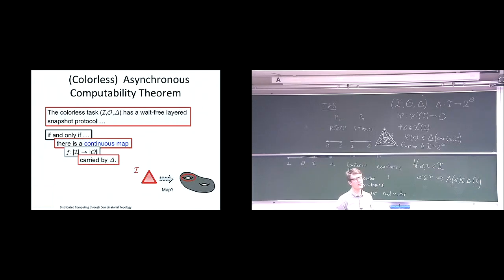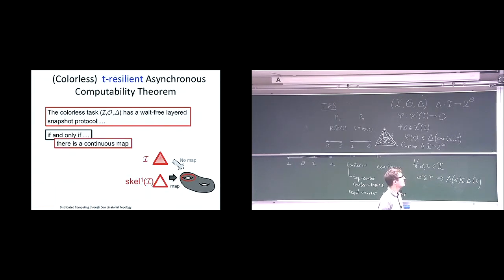You have to decide in an execution in which you see sufficiently many processes around. And it turns out that for t-resilient colorless computability, it's almost the same, except that instead of taking the geometrical realization of the input complex, I take the geometrical realization of the skeleton of the input complex of a specific dimension. So the skeleton is, I take all simplices of dimension t or less. A colorless task has a t-resilient read-write protocol if and only if there is a continuous map from the geometric realization of the skeleton of dimension t to O.